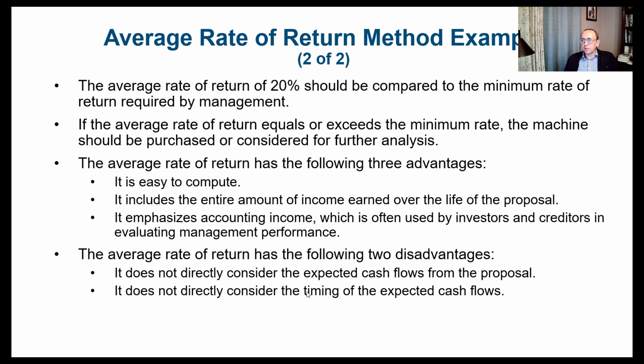So the average rate of return of 20% should be compared to the minimum rate of return required by management. Say the management is requiring at least 15%. In this case, the average rate of return is 20%, so we are going to accept the purchase of this machine. But what if management requires at least 25% average rate of return? In this case, this machine is only returning 20%, which is below the 25%, then we're going to reject the purchase of this machine. So if the average rate of return equals or exceeds the minimum rate, the machine should be purchased or considered for further analysis. The average rate of return has the following 3 advantages.